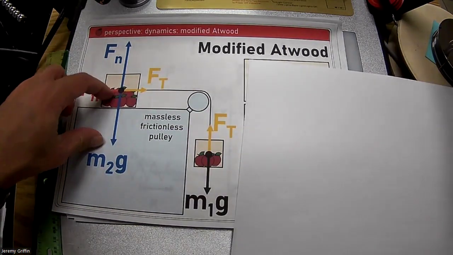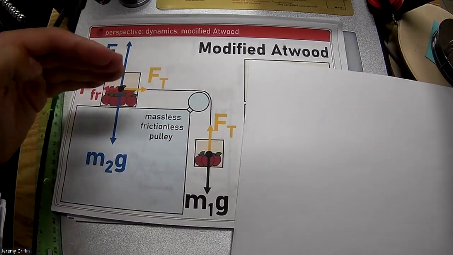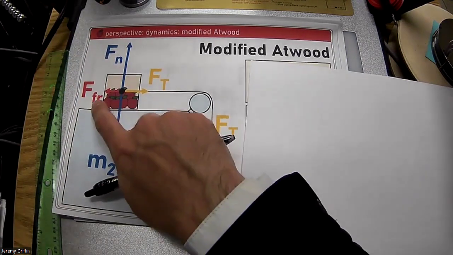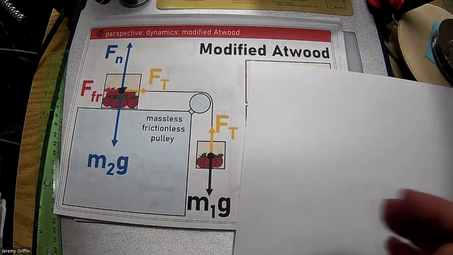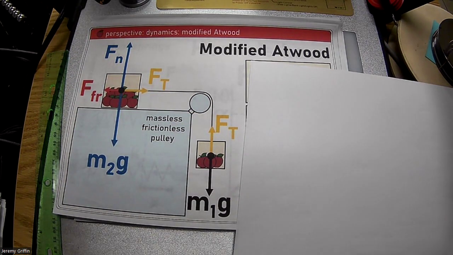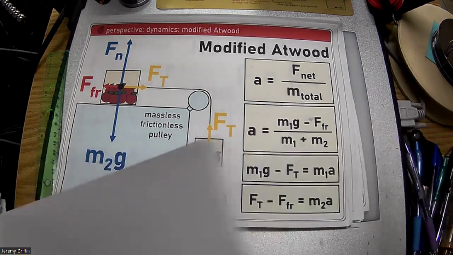Now the top block also has a weight, but it's canceled out by the normal force as long as it's a level surface. And there may or may not be a friction force. A lot more often than not, they like to get rid of the friction, but they could throw it in there. That's it. So a little bit different way you work that out.